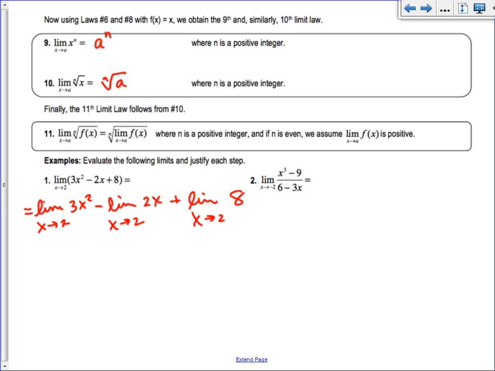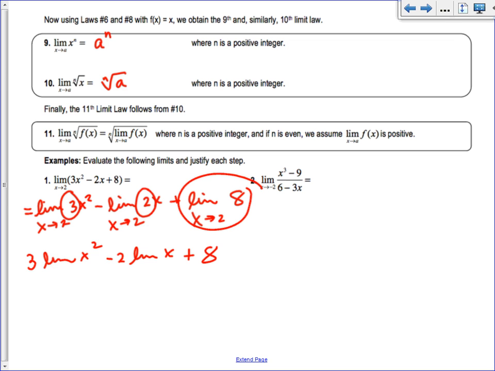You with me? Then you bring all your numbers out. So 3 limit as x goes to 2 of x squared, you with me? Minus 2 limit as x goes to 2 of x. Plus limit as x goes to 2 of 8, what's that? 8. All right, and then you have limit as x goes to 2 of x squared. Well, that's the limit as x goes to 2 of x, and then squared. You with me? So it's really annoying to write all of the steps out. I won't make you do this, don't worry.